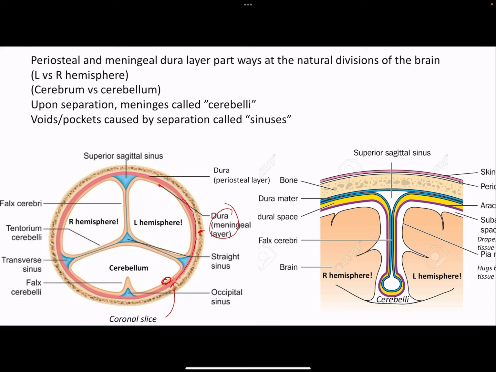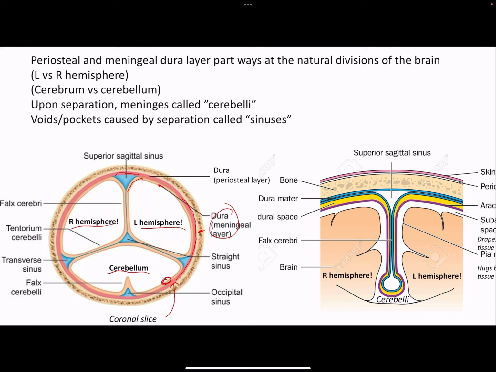However, we have these natural divisions of the brain, completely natural, right? We have a right hemisphere and a left hemisphere. They are distinct. And we also have a cerebellum. Based on that, if we keep in line with the logic that the meningeal dura always hugs the brain and the periosteal or cranial dura always hugs the skull, what's going to happen is during these natural divisions, the meningeal dura is going to go this way and the cranial dura is going to go this way.